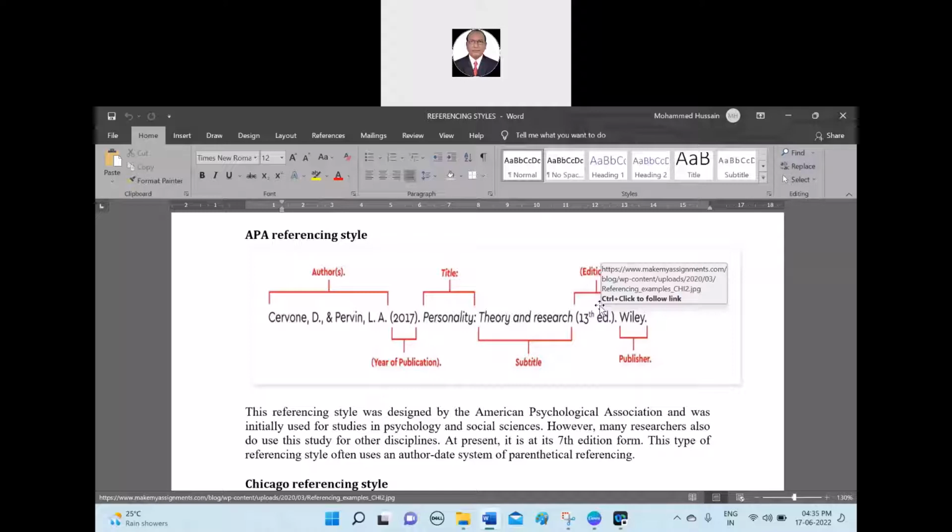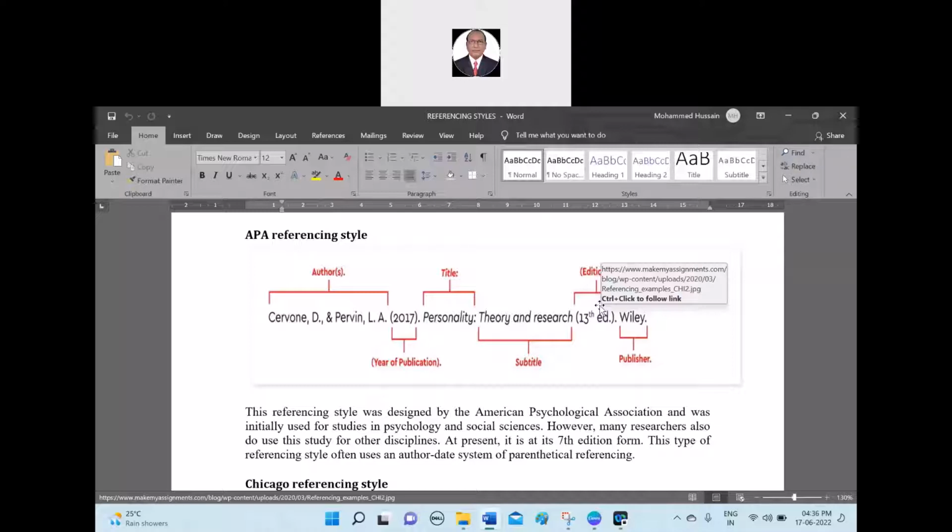Then the title of the book. What is the title of the book? Personality. There is a subtitle: Theory and Research. When you write Research, R should be a capital letter. You have to follow it. But I don't know why they did not follow the R capital letter in Theory and Research.